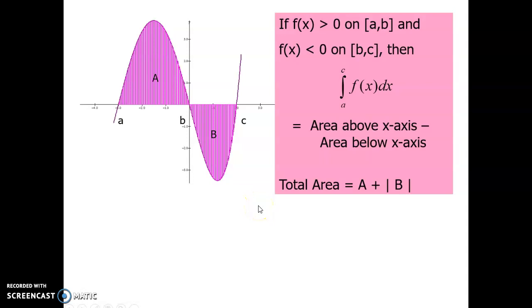Now sometimes we ask, especially in physics class, something like, how far did the curve actually move? Well, I moved up A units, but then down B units. But overall, I moved A plus B units, where I'm taking the absolute value of the B.